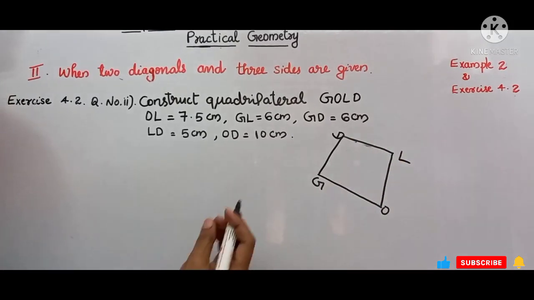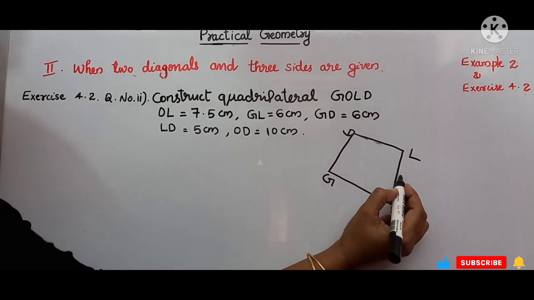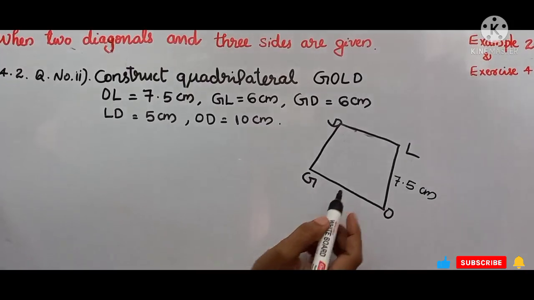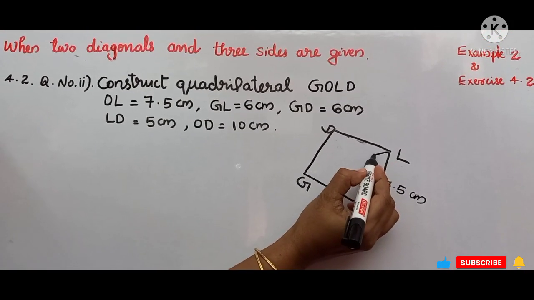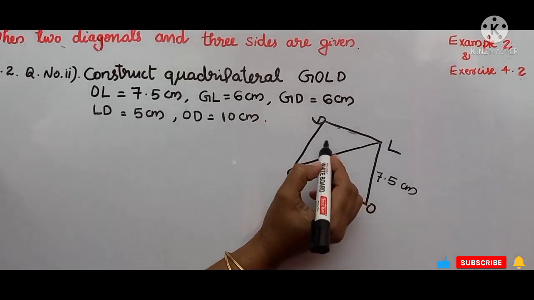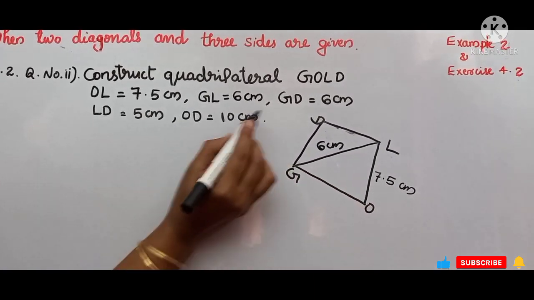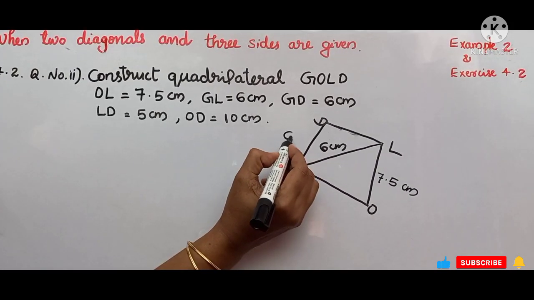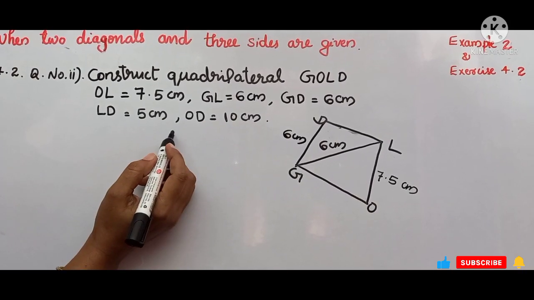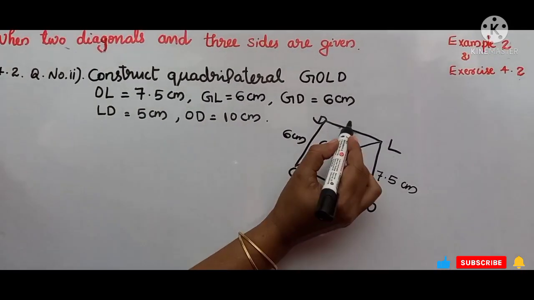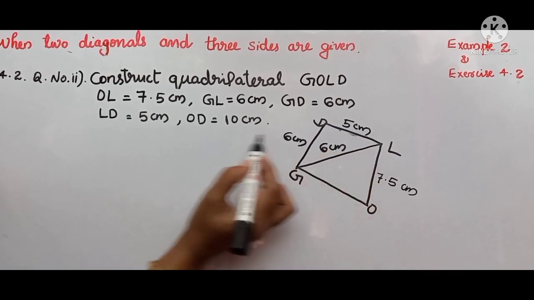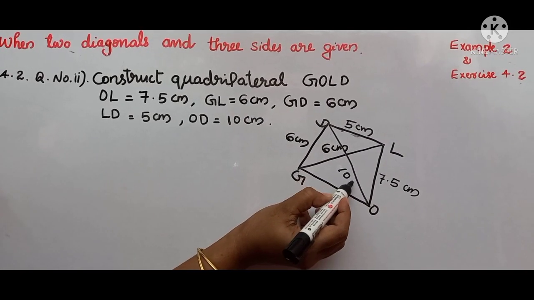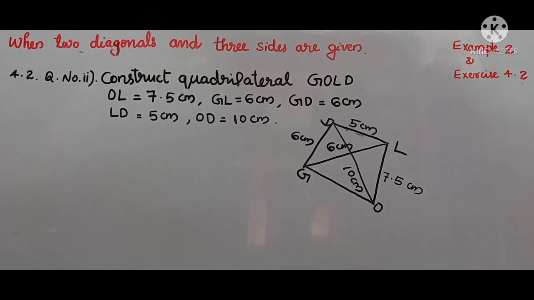And give name GOLD, G-O-L-D. And OL is given 7.5 centimeter. Let us write 7.5 centimeter here. GL 6 centimeter. GL we have to draw here, that is the diagonal, that is 6 centimeter. GD also here it is 6 centimeter, and LD is equal to 5 centimeter, OD 10 centimeter. So we have to join this. 10 centimeter is the length of OD. This much things are given.